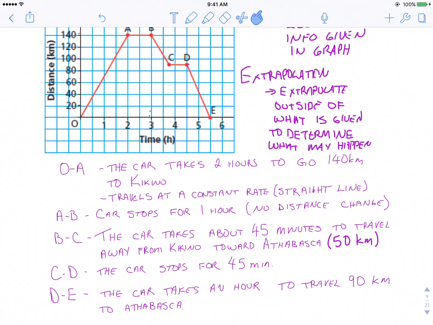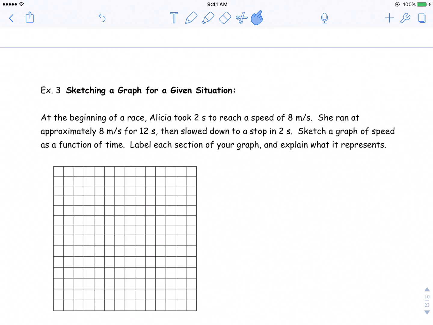So with 5.3, what have we looked at so far? We've looked at gaining some information or asking some questions about what's given in a graph, describing information that is given to us on a graph, and now with example number 3, we are actually going to sketch a quick graph and then possibly describe, and then it says describe what's going on.